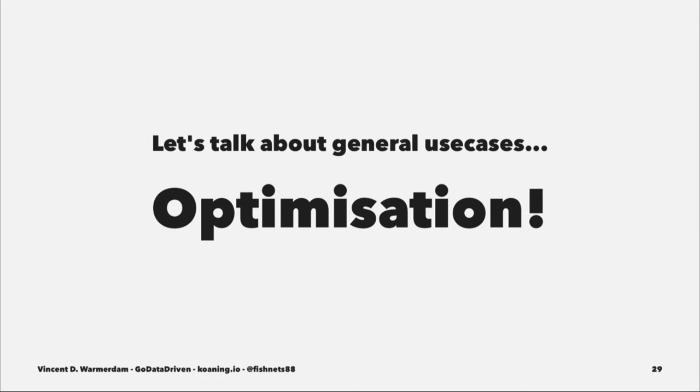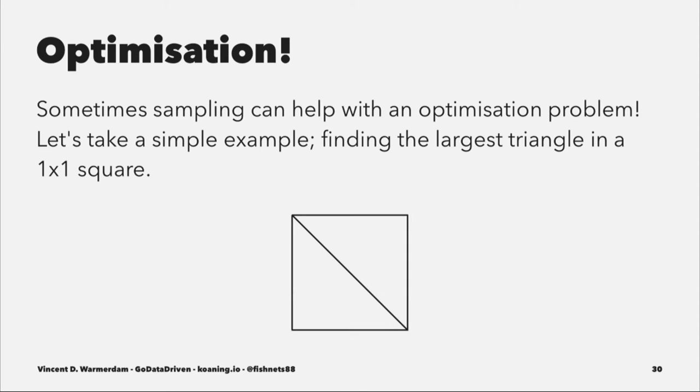And to give the idea of how it works, I'm going to give a slightly silly example. So this is an example where we know the correct answer beforehand, but suppose we have a 1x1 square, and we want to find the largest triangle in this 1x1 square. And again, this is a very silly example. We know what the largest triangle is. You just make the diagonal and you're done.